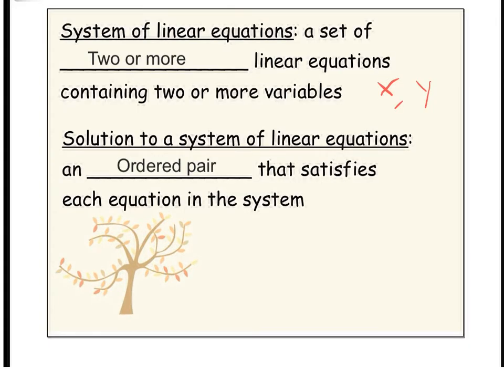So a system of linear equations is a set of two or more linear equations containing two or more variables. In this case, we usually work with x and y. And a solution to a system of linear equations is an ordered pair that satisfies each equation in the system.